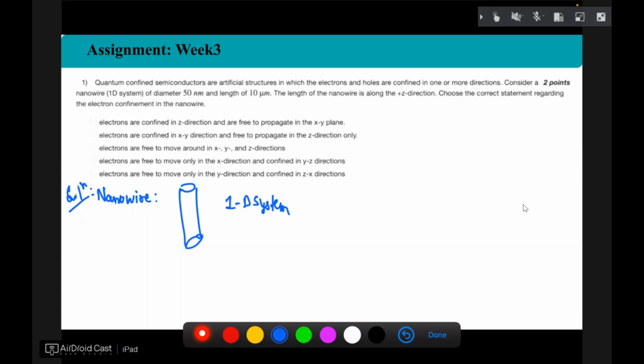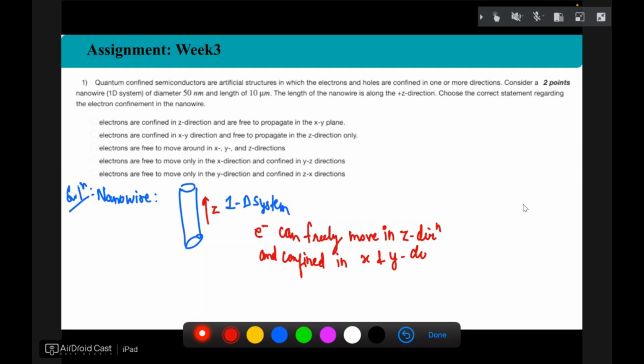In the question they have mentioned that the length of the nanowire is along the z direction. So from the options we can clearly say that electrons can move freely in the z direction and are confined in the x and y direction. The first option says electrons are confined in the z direction and are free to propagate in the xy plane. This is completely wrong, because electrons can move freely in one direction only in a 1D system.